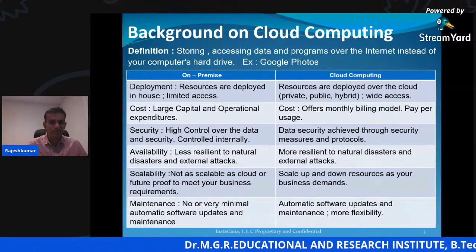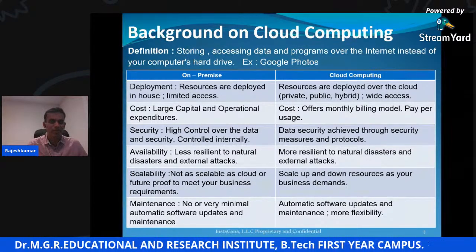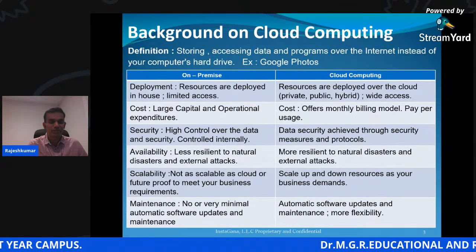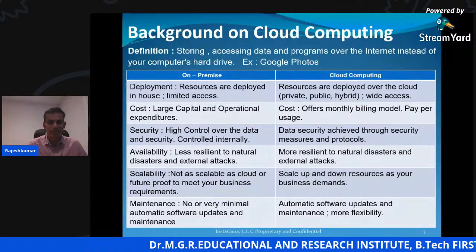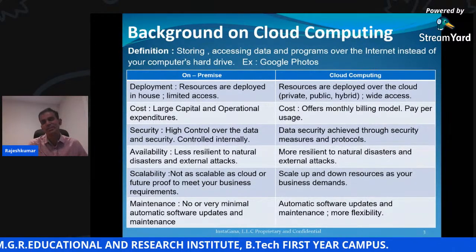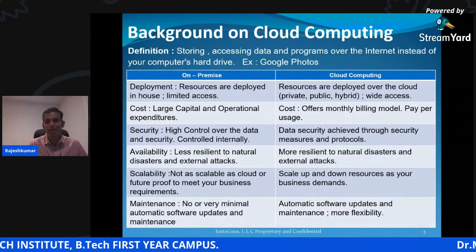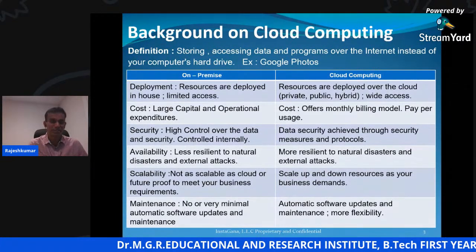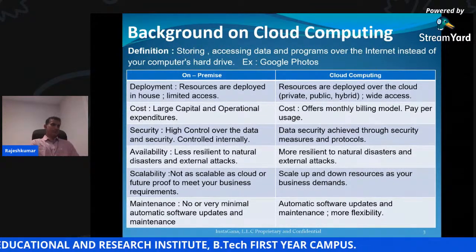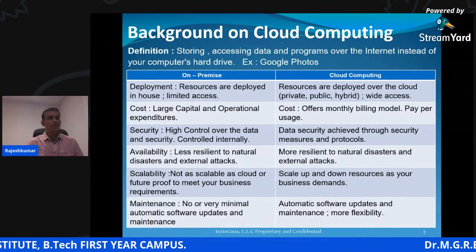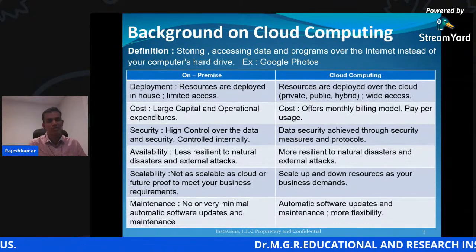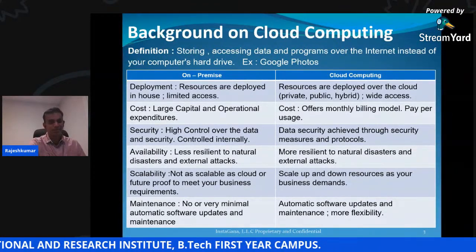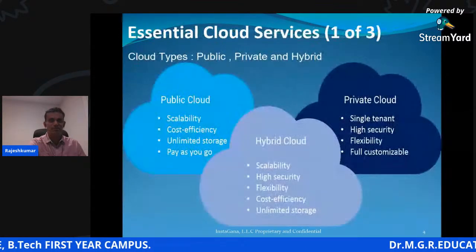And the last one is maintenance. In the on-prem world, there's a lot of work involved in doing software updates and software maintenance. But in the cloud world, everything is programmed and automatic, and you need not worry about them; it's easily taken care of. So in a broad way, these are the major differences between on-prem and cloud computing. I'm sure you should have got some basic idea about what these two are.